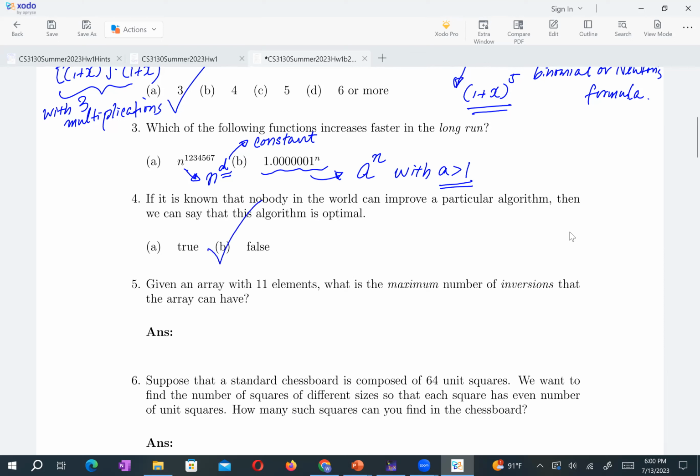False. If it is known that nobody in the world can improve a particular algorithm, then we can say that the system is optimal. It's not. In order to say it's optimal, we have to rigorously prove it. If you do not do that, then someone in the future could improve it. There is a possibility some smart people in the future can find a better solution. So that's the point.